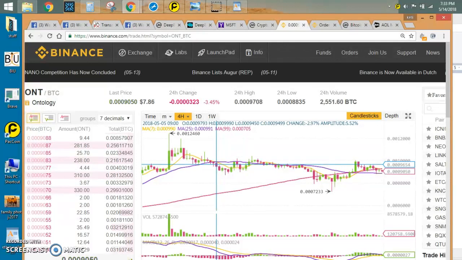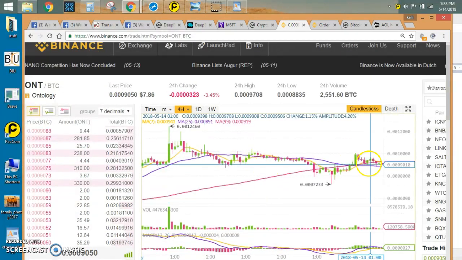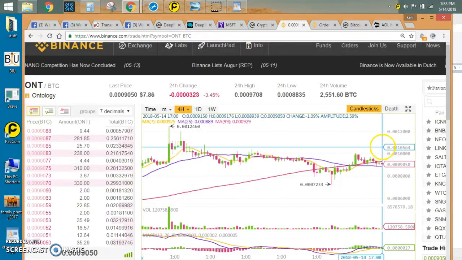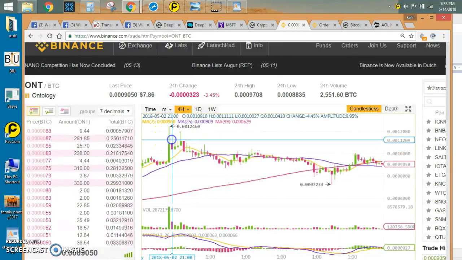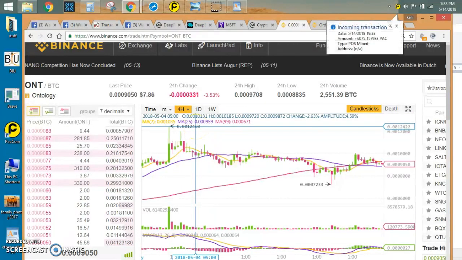wait for it to get to, let's go back to my calculation, 0.001249. Okay, so it is now here. Of course the whole market pulled back, but I have to wait for it to go up to 0.001249, which actually is very close to the high. Very, very close to that.